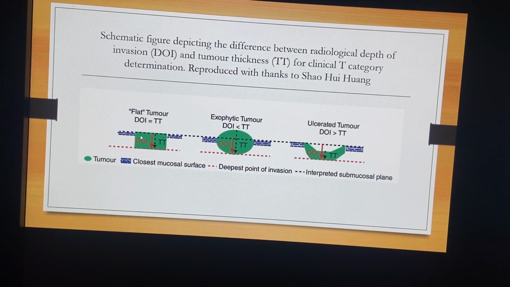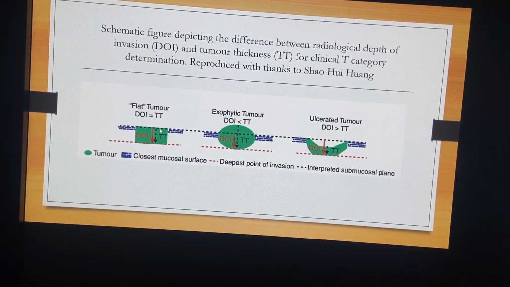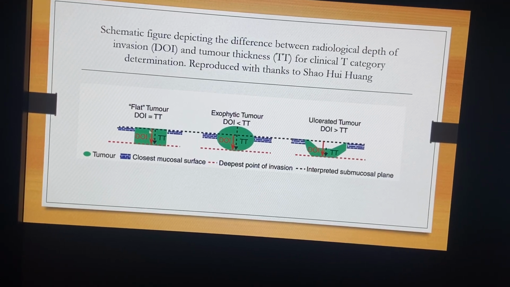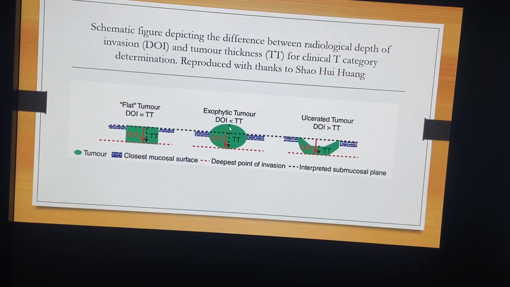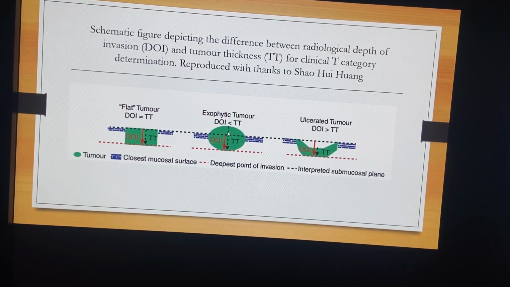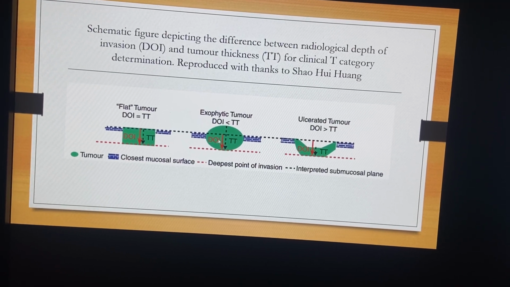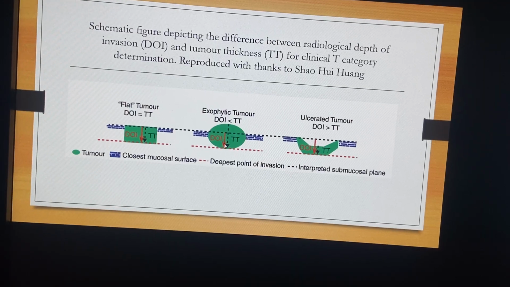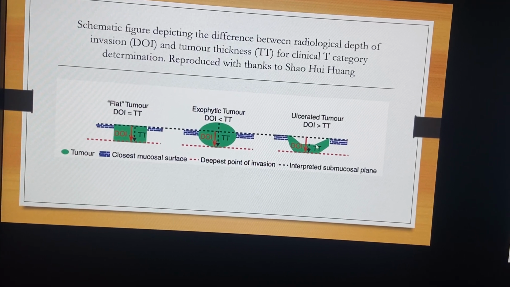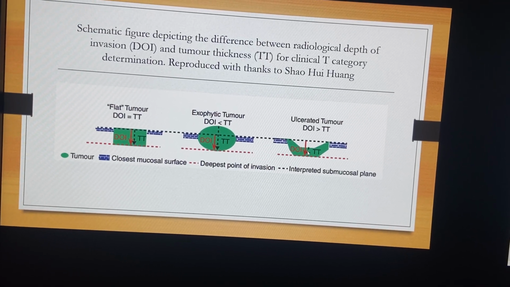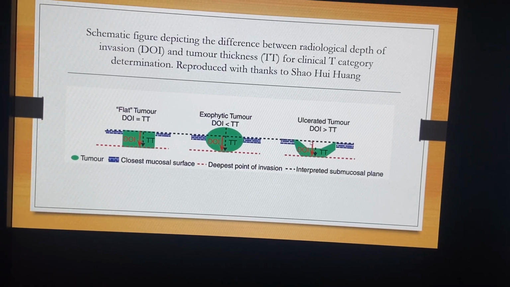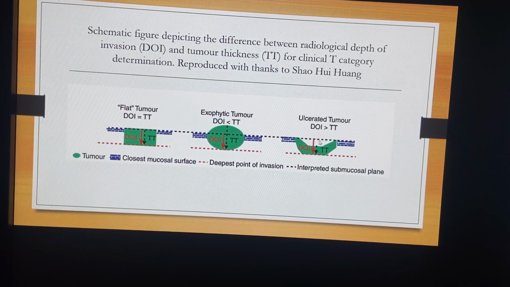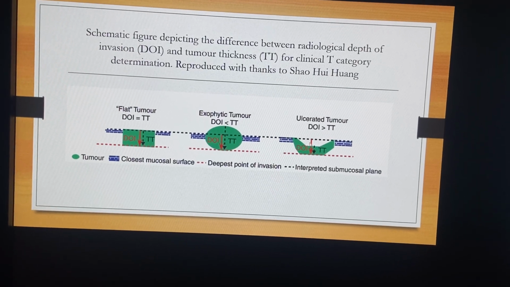The tumor thickness and the depth of invasion will be equal when the tumor is a flat tumor, whereas in an exophytic tumor, the tumor thickness will be more because the depth of invasion will be measured from the mucosal surface only. Whereas in an ulcerated or shrunken lesion, the tumor thickness will be small but the depth of invasion is greater because we have to measure from the normal mucosal line.